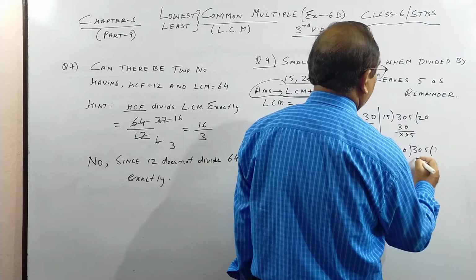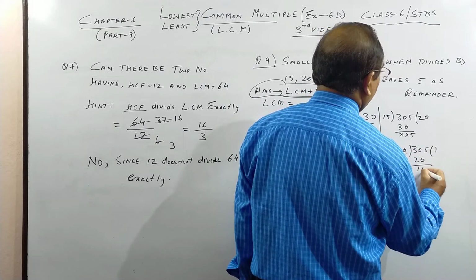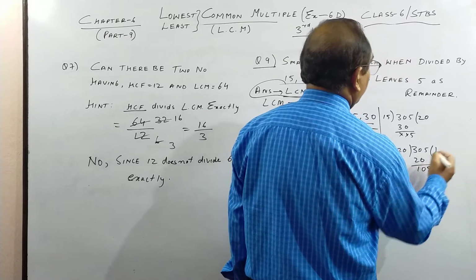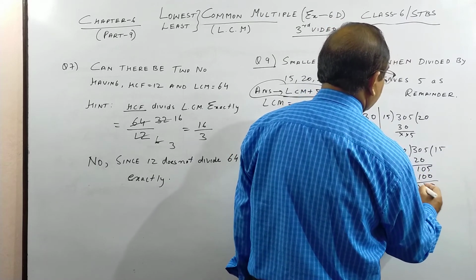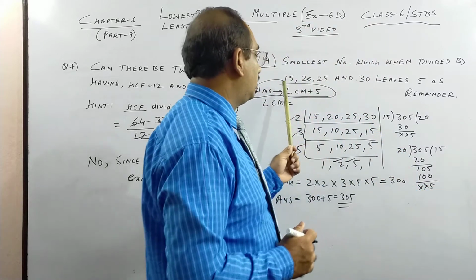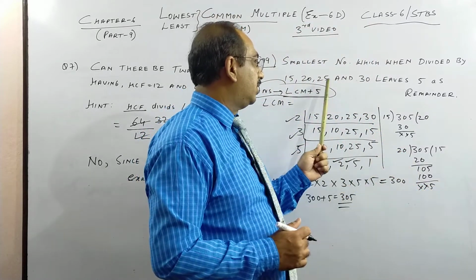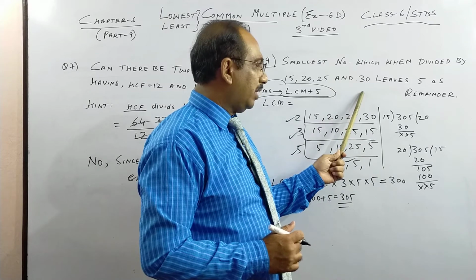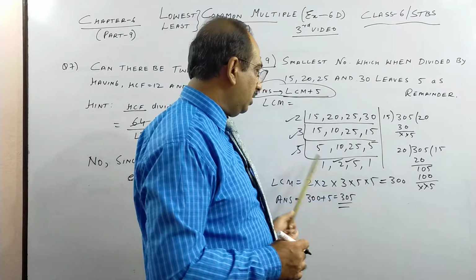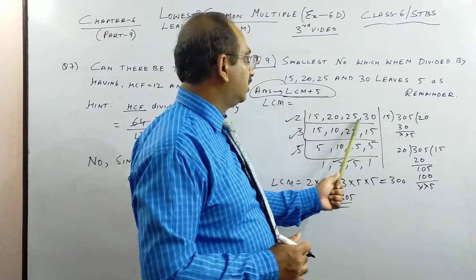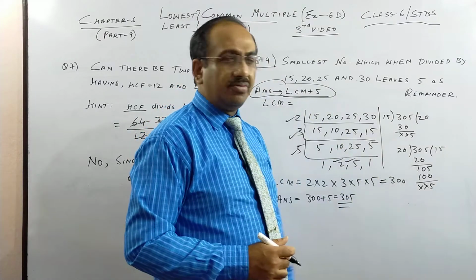20 will go 1 times, 105. 25s are 100. So here you see, 305, you divide by 15, you divide by 20, you divide by 25, you divide by 30. Always the remainder will be 5 because 300 is the LCM of all these numbers and we have added 5.